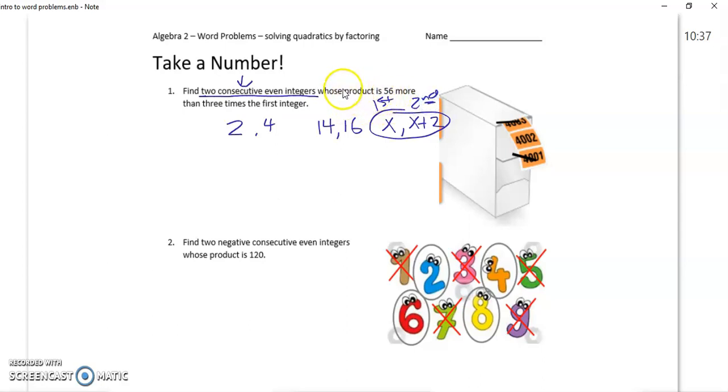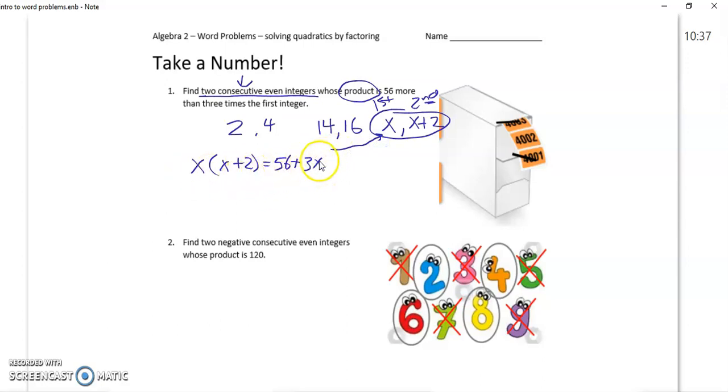And they say whose product? Well, product means to multiply. And so x times x plus 2, the product is supposed to be 56 more than 3 times the first. Oof, got really complicated there. There's an x. So there's my equation.